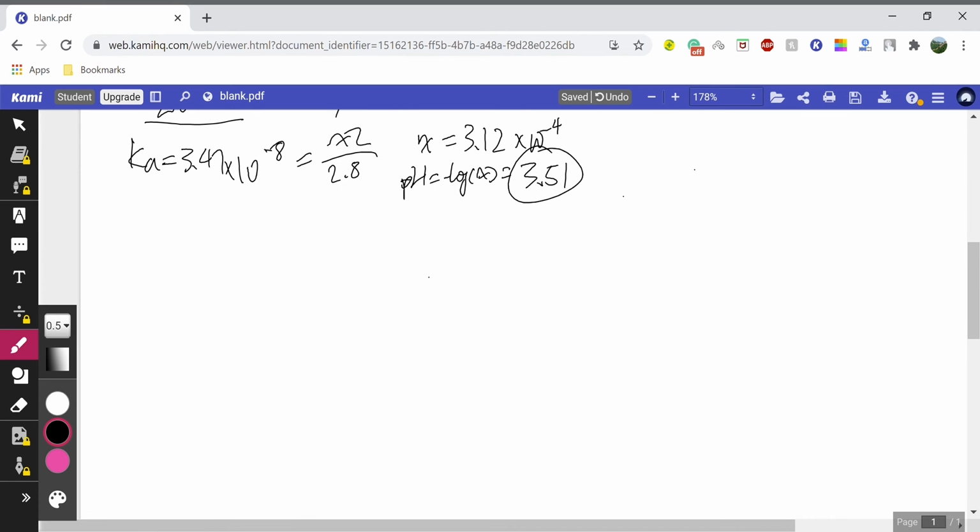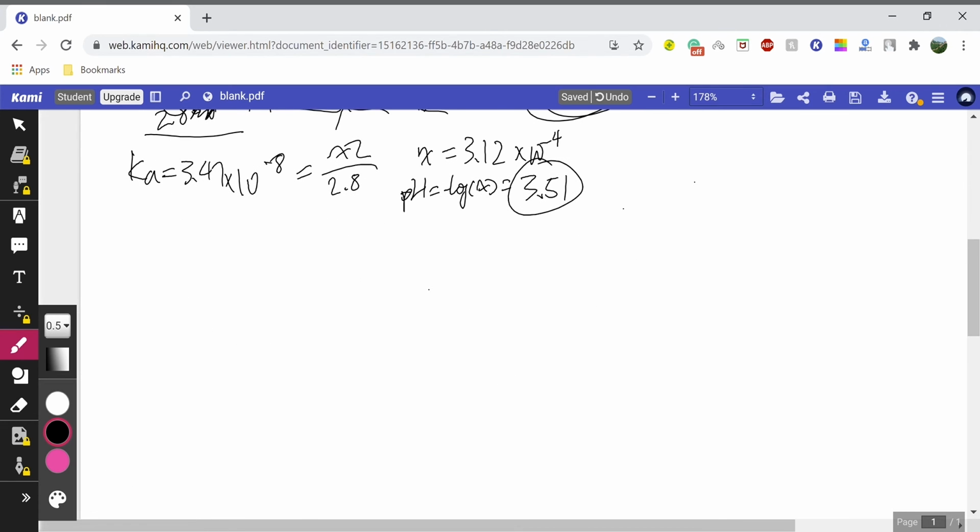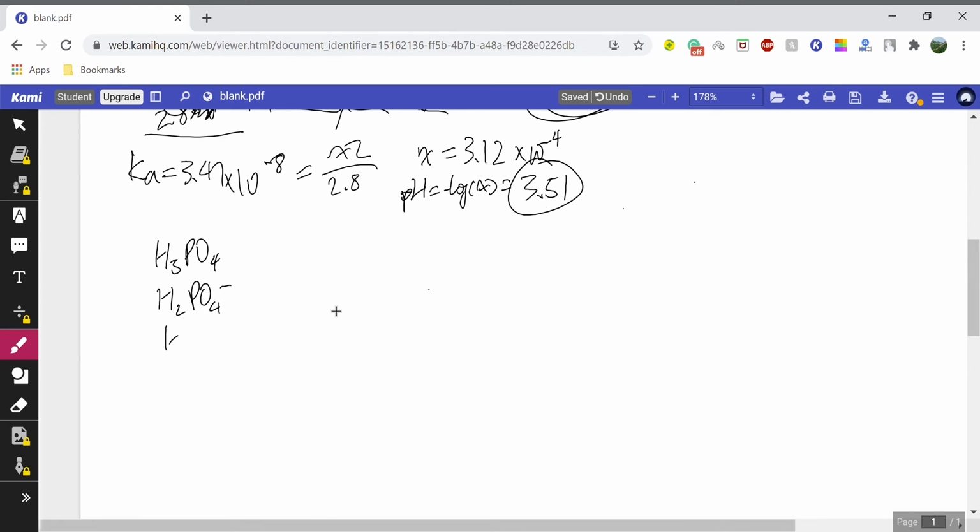Right, now let's quickly talk about polyprotic acids. Polyprotic acids are acids that have multiple protons that can be donated, like H3PO4. And then we have H2PO4 minus, and then we have HPO4 2 minus. And this will go like this: H3PO4 plus water first forms H2PO4 minus plus H3O plus.